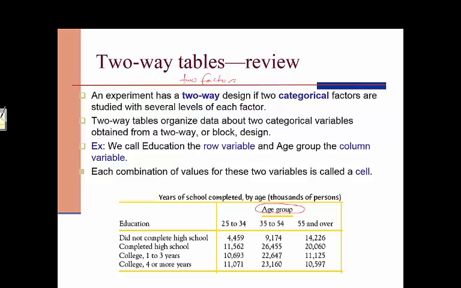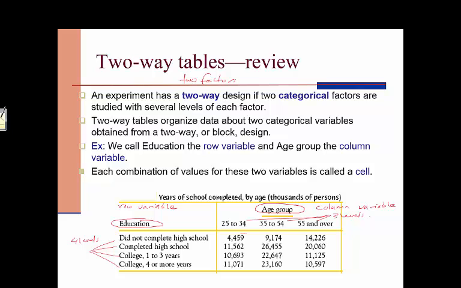Okay, so you organize the data. You have to organize the data in a two-way table. And then there's going to be a row variable. In this case, the row variable is education. That has 1, 2, 3, 4 levels. Notice these are, again, categorical variables. It's not numeric. And you have a column variable, which is age group. So row variable was education. Column variable is age group. And you have 3 levels for the column variable.